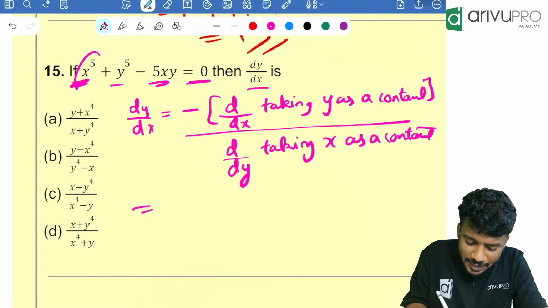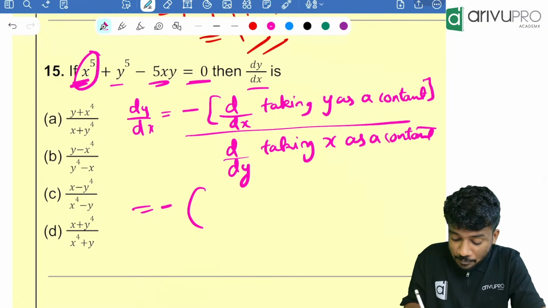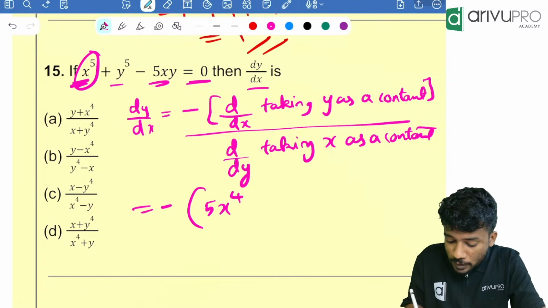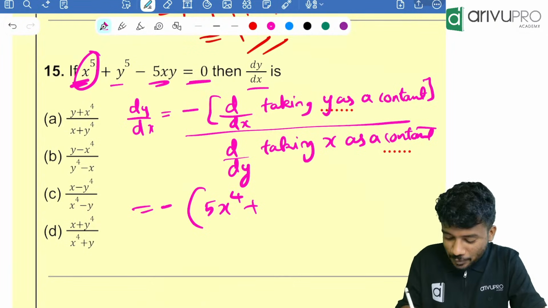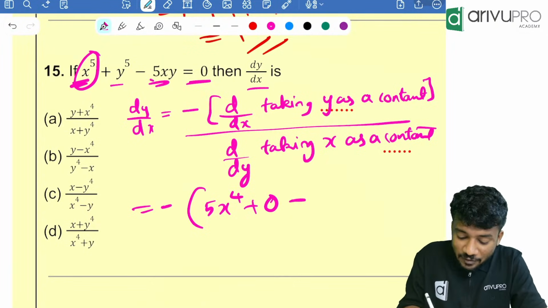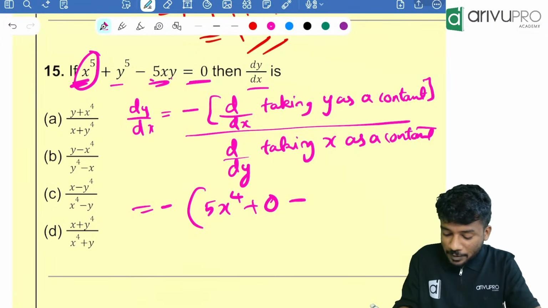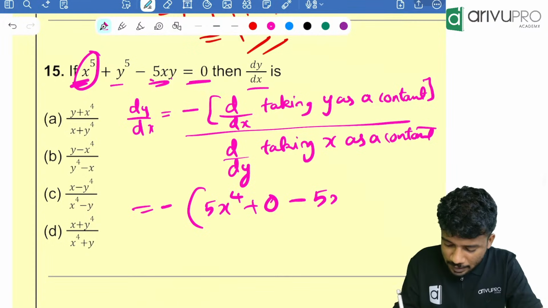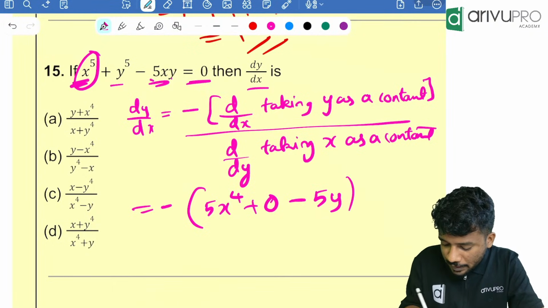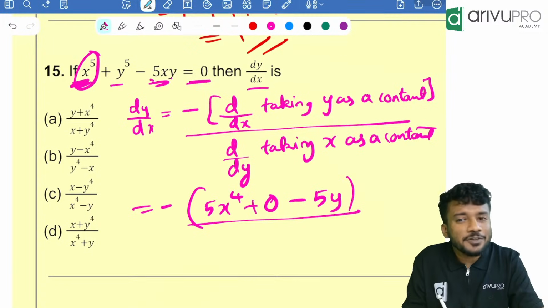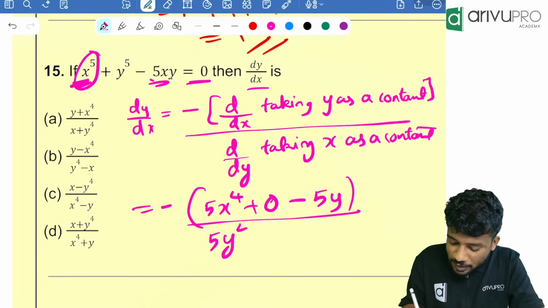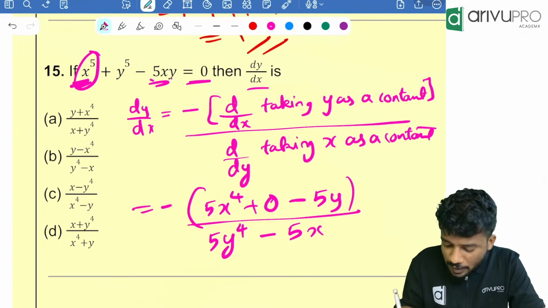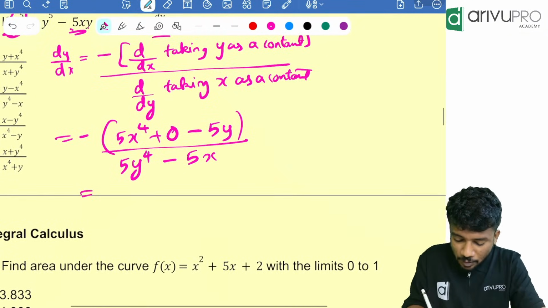Now take the derivative of x raised to 5 in the numerator. That will become 5x raised to 4. Then plus y raised to 5 derivative will become what? Because we are treating it as a constant here, it will become 0. Minus of 5 and y are constant, so it will come outside. The derivative of x is 1. So what will remain? Minus 5y. Similarly in the denominator, derivative of x raised to 5 will become 0 because x is a constant. We are assuming it as constant. Then y raised to 5 will become 5y raised to 4, then minus 5x. People, take things common outside and open the bracket.